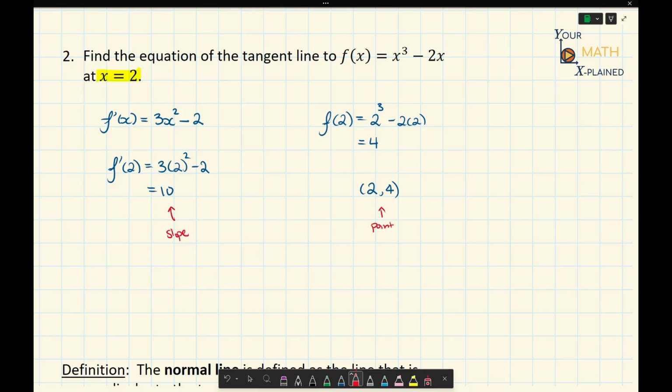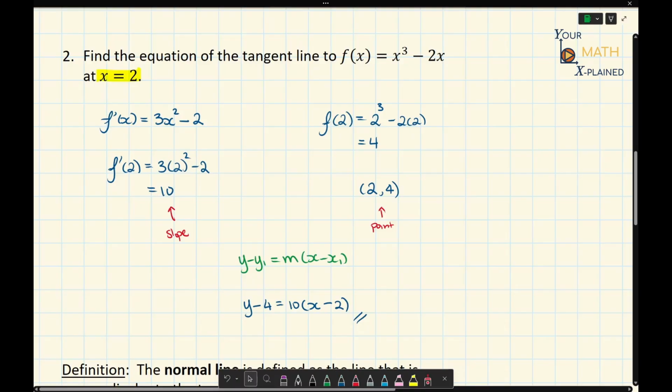So this here is our point. And now we have all the information that we need to find the equation of the tangent line. We have our slope and we have our point. So we can use our slope-point form to get the equation of the tangent line. The slope-point form is y minus y1 is equal to m times x minus x1, where (x1, y1) is the coordinate of the point. So substituting in what we know, we have y minus 4 is equal to 10 times x minus 2.